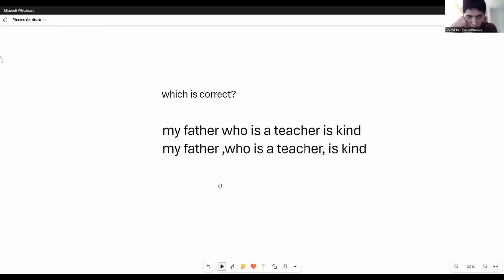And the second. The second one. And why, David? Why the second one? Because of the commas. Why the commas? My father, who is a teacher: extra information. Extra information. And what about this part? Why not the first one? My father who is a teacher is kind.